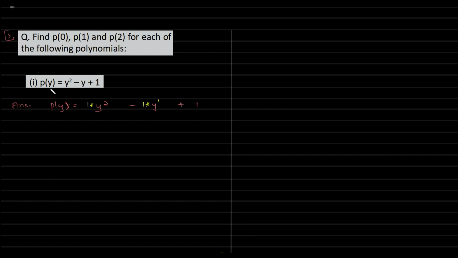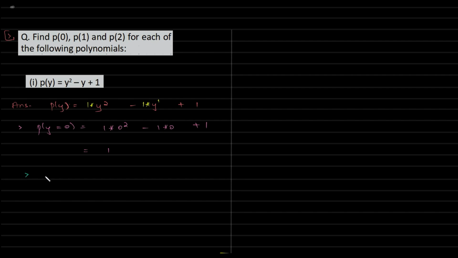Now we are looking at p of 0. That is, we have p of y is equal to 0. So in place of y, we are substituting 0. So 1 into 0 square minus 1 into 0 plus 1, which is equal to 1. 0 minus 0 plus 1 is 1.